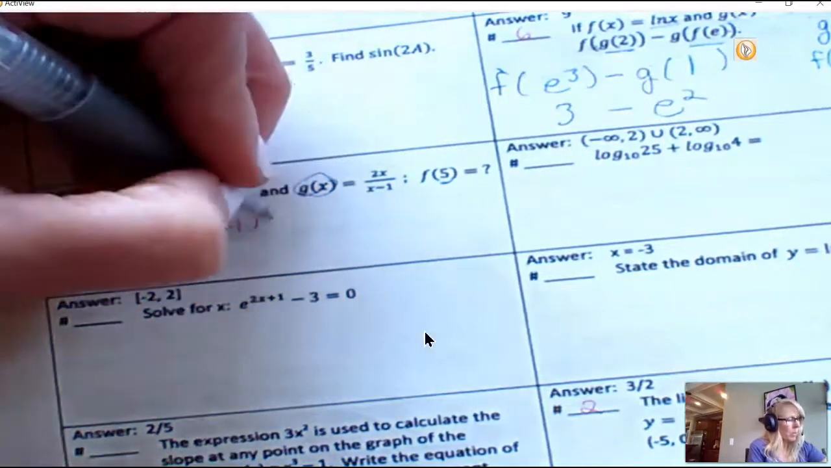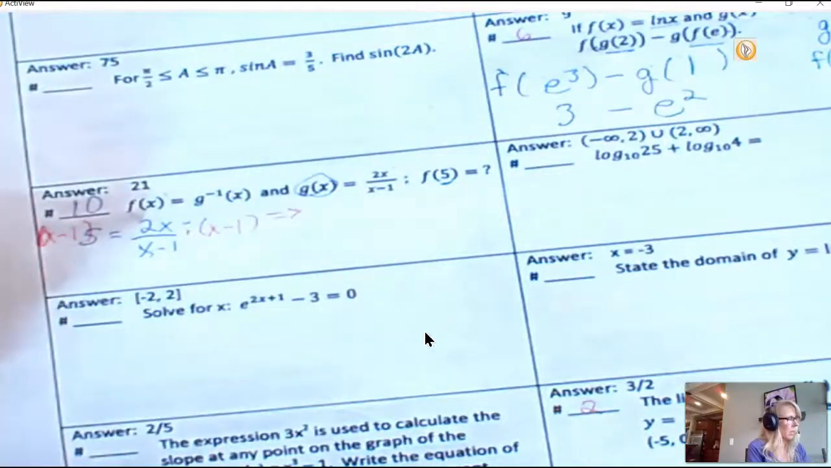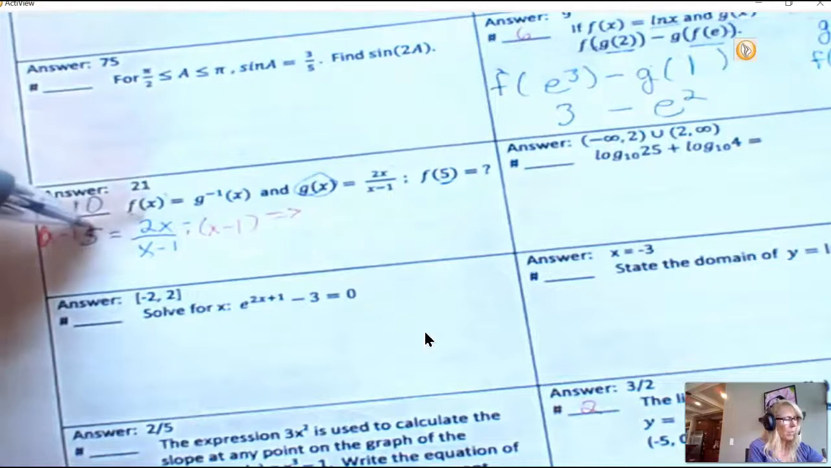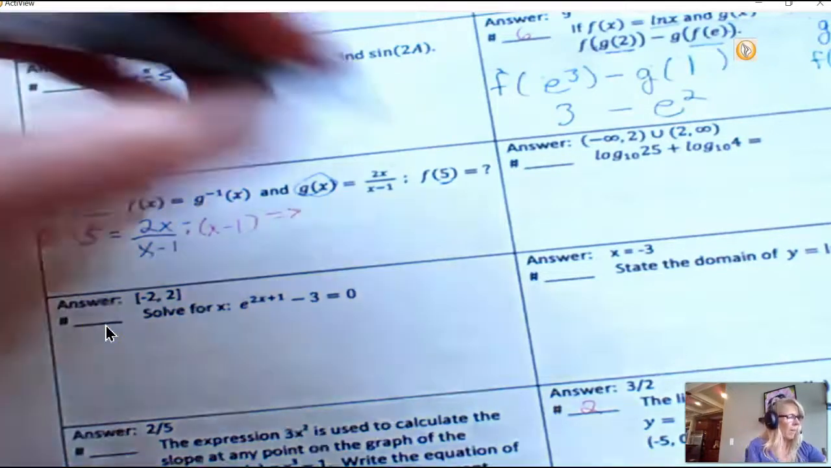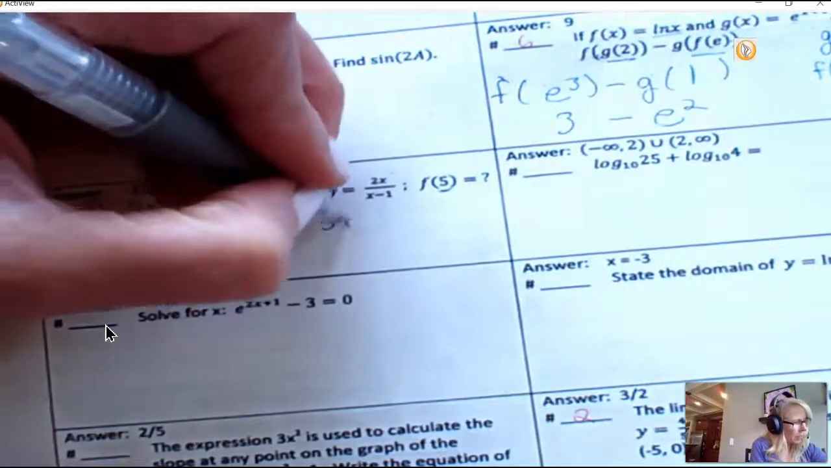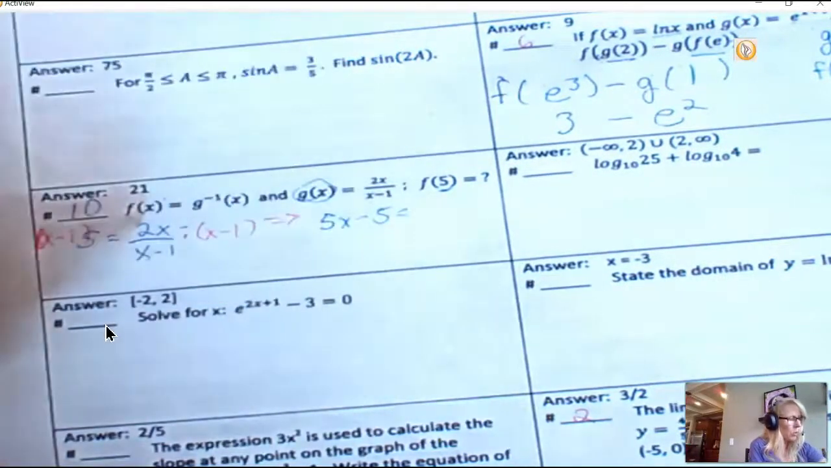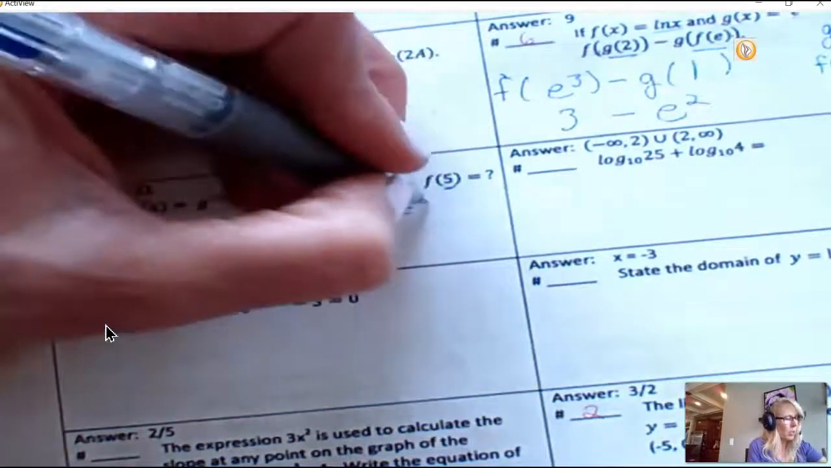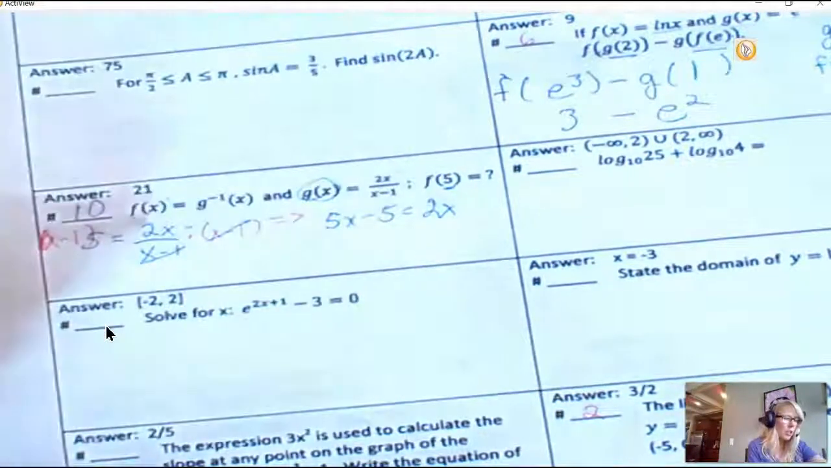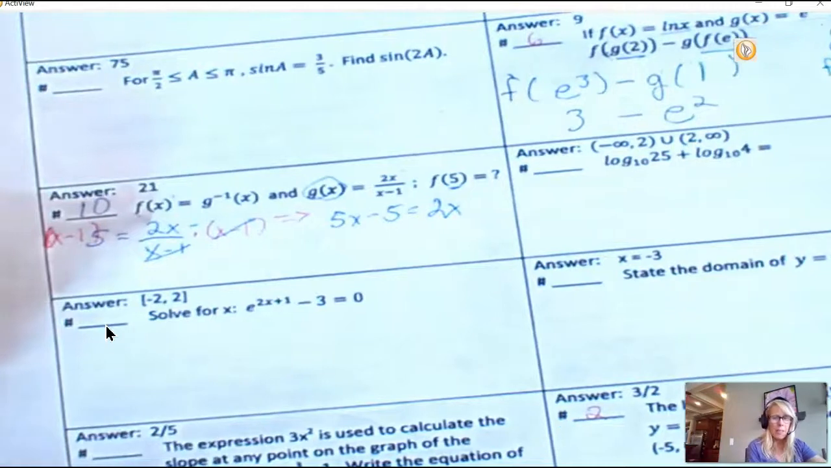So we will end up with, I'm going to distribute the 5. This looks horrible. I hope this will be okay for you guys. If not, let me know. But we're going to distribute 5 times x and 5 times 1, making that 5x minus 5 is equal to, and we see that the x minus 1 cancels. We're left with 2x.